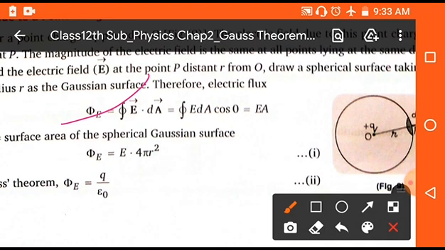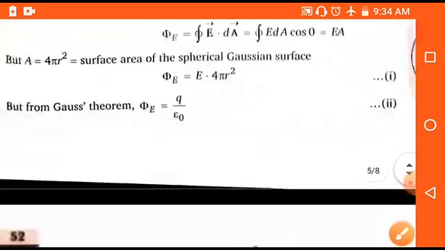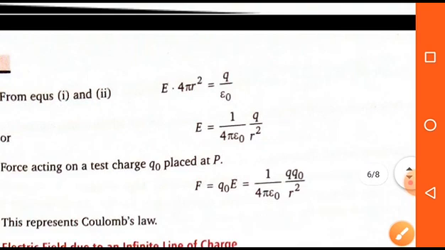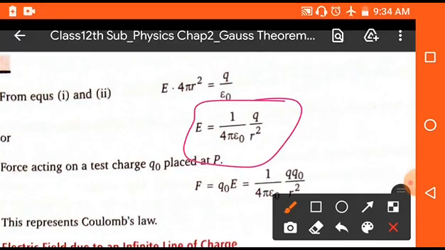So we can use 4 pi small r square, and we know that phi is equal to q upon epsilon naught. So the resulting value will be E is equal to 1 upon 4 pi epsilon naught q upon r square. So finally we get F is equal to 1 upon 4 pi epsilon naught q q naught upon r square.